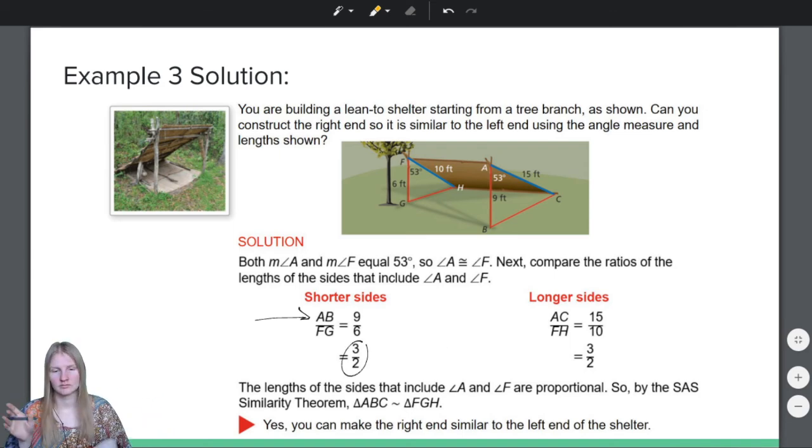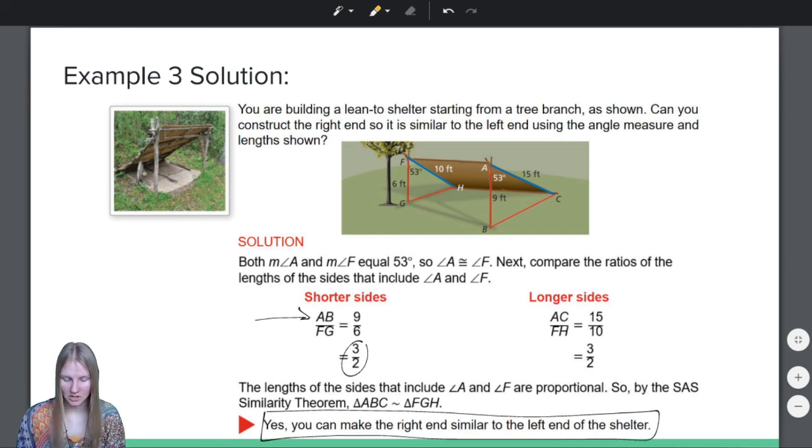That's okay. But the important part is that they also said, yes, you can make the right end similar to the left end of the shelter, because triangle ABC is similar to triangle FGH by the SAS similarity theorem. Yay!